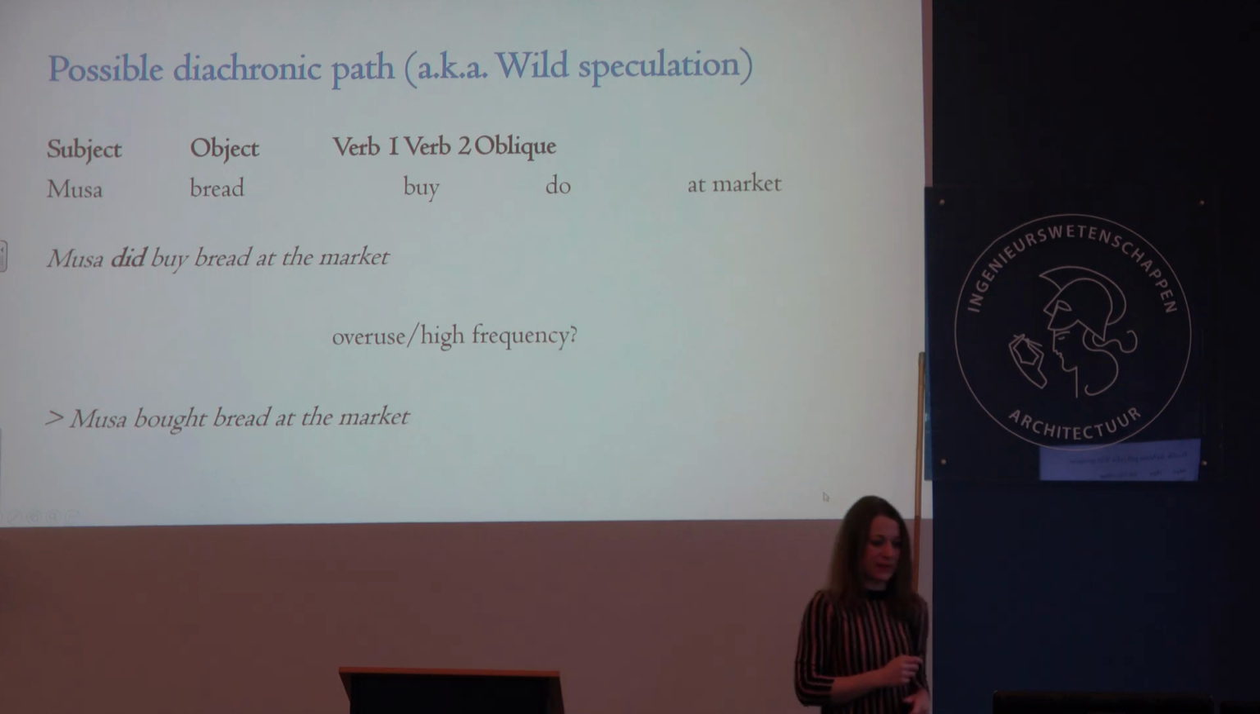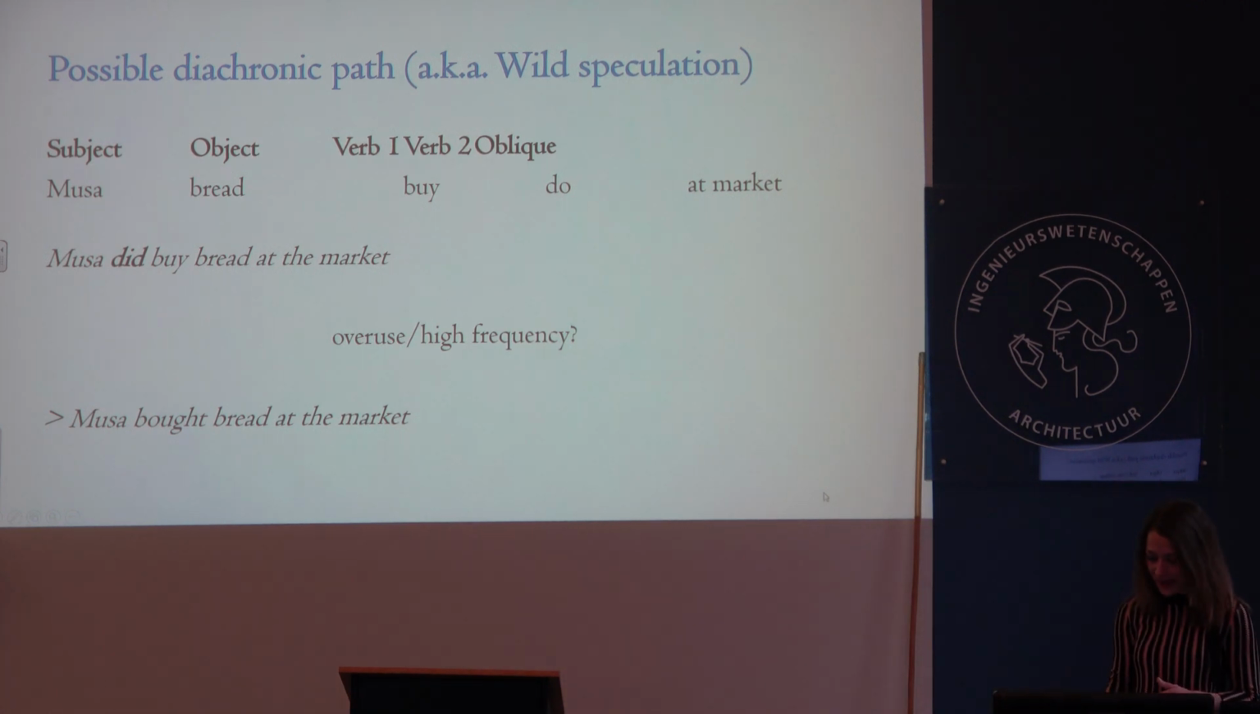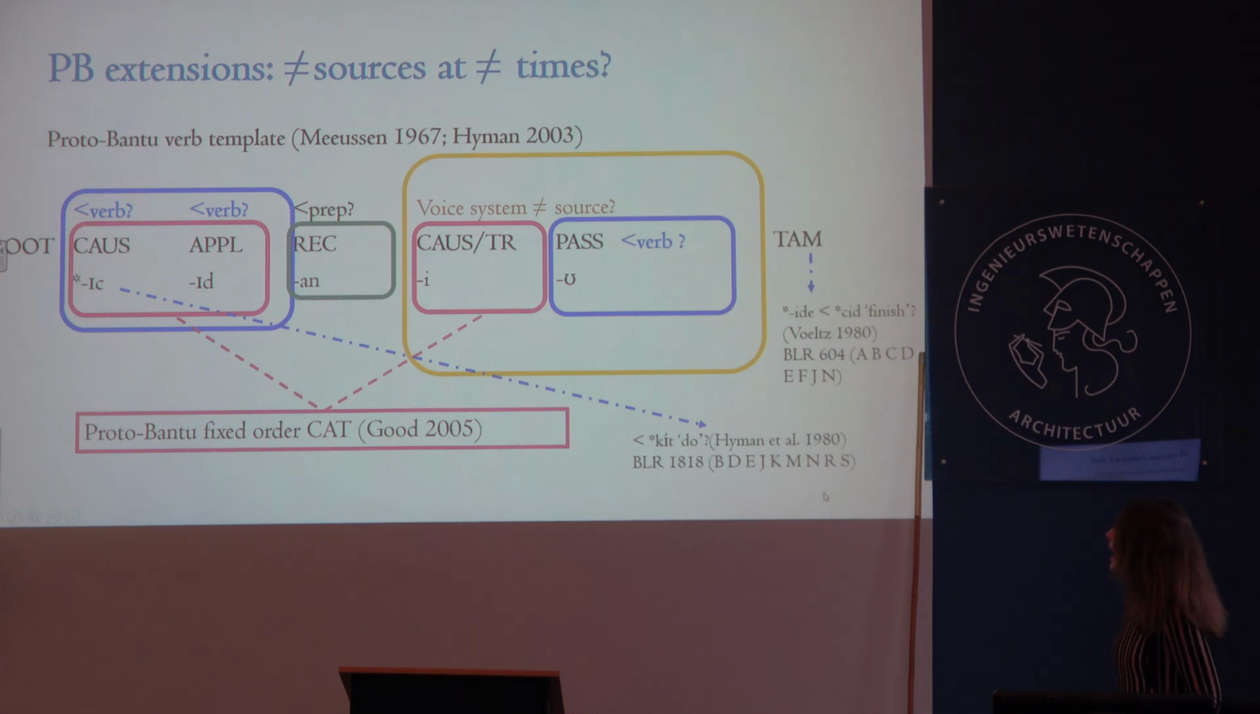Of course, that's very speculative, but it's an idea that I would like to throw out there also to get some sort of feedback. And I would like to end here with this slide. This is my own understanding of things that are very new to me, but all people here are experts in this. So we have this Proto-Bantu verb template that has been proposed by Meeussen and Hyman in 2003. So we have the root, we have the causative and applicative morpheme, then the reciprocal, the causative and the transitive and the passive.